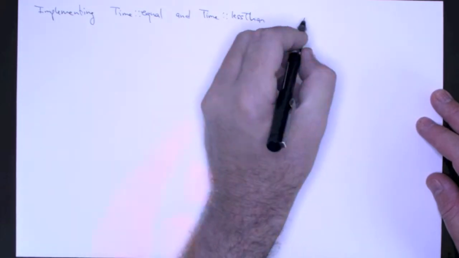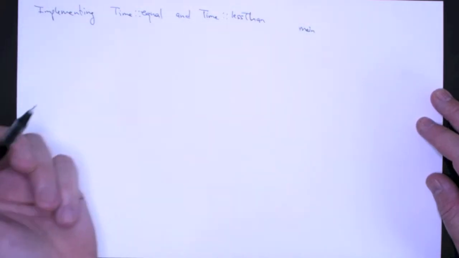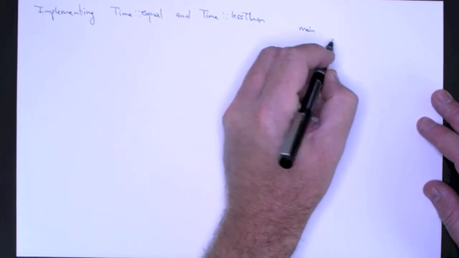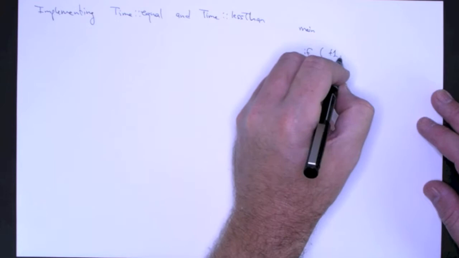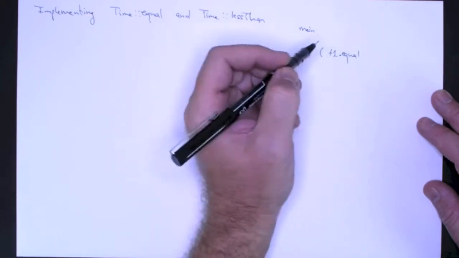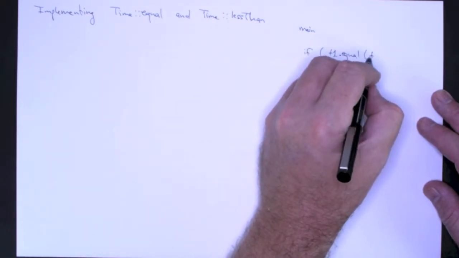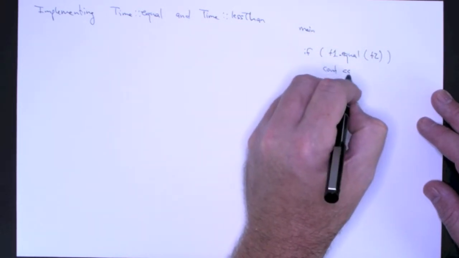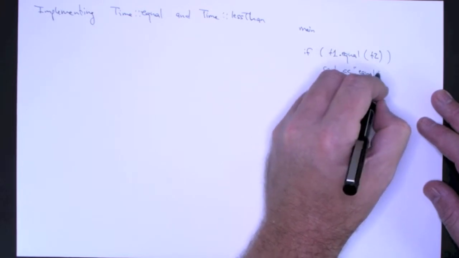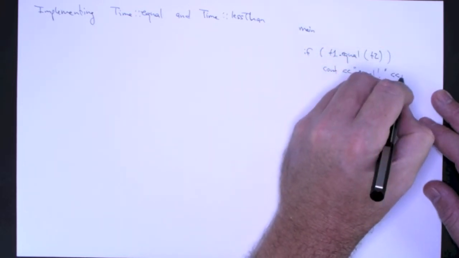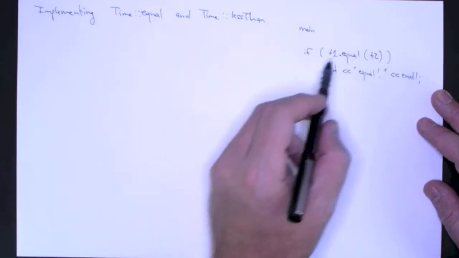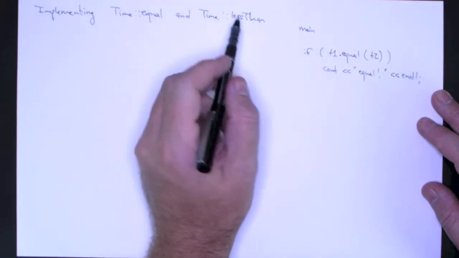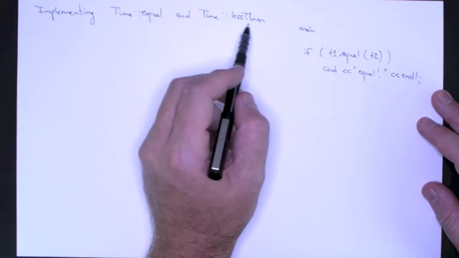So what I want to be able to do in main is compare time objects. I want to be able to say something like, if time object T1 is equal to some other time object, let's say T2, then I can say cout, they're equal. Of course, I could also say not equal to by adding the not sign, and you can figure out how less than would work.